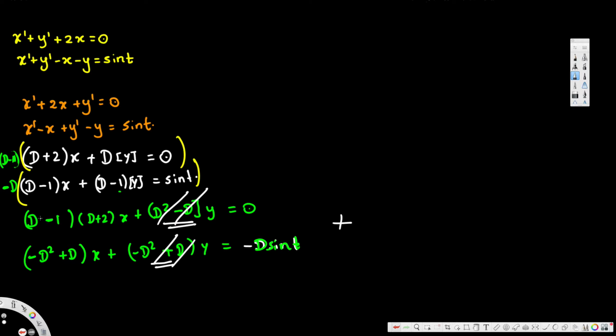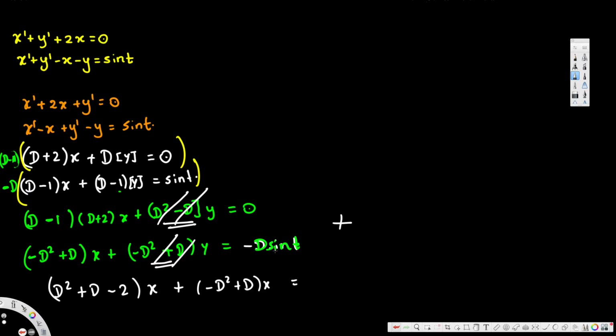But before we add, let's try to simplify this one. Let's write the first term in a simpler way: D minus 1 times D plus 2, times x. Let's multiply these two things. D squared, and then D times 2, that's 2D, minus 1 times D, that's minus 1D. 2D plus minus 1D is just D, and minus 1 times 2 is negative 2, the whole thing multiplied by x. And this one I just put directly, minus D squared plus D times x, that's equal to negative D sine t.